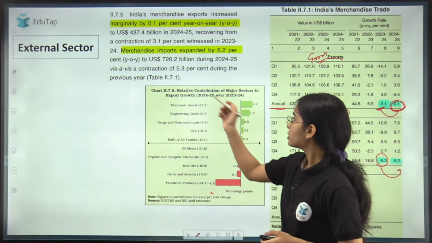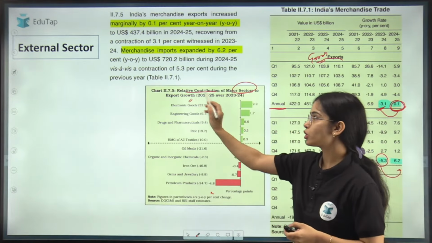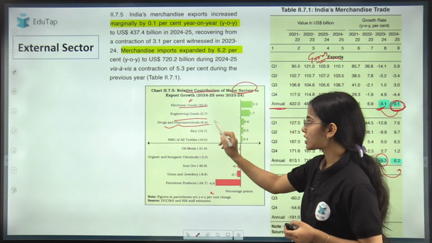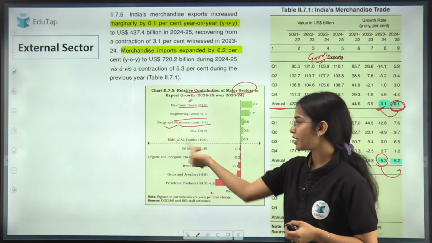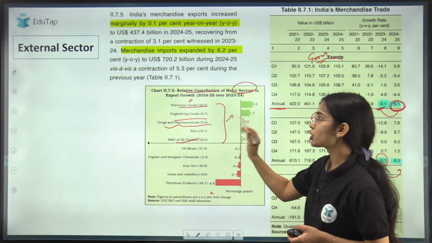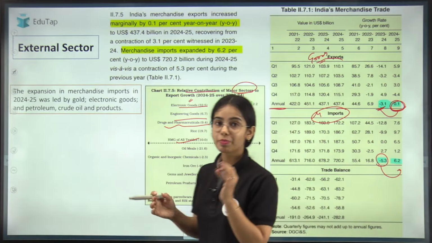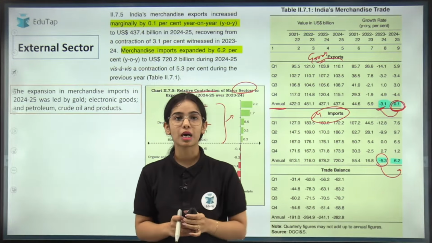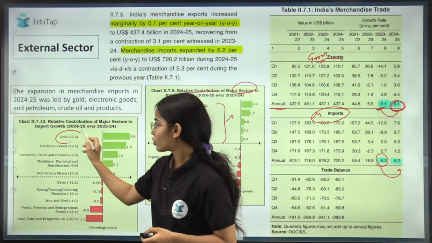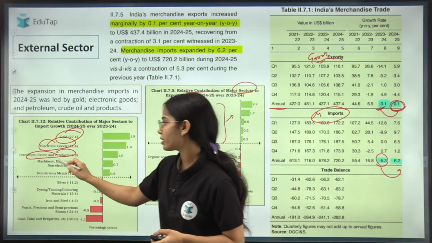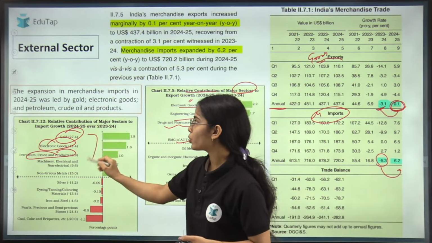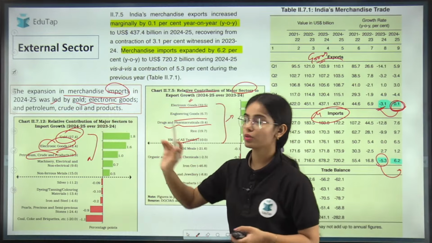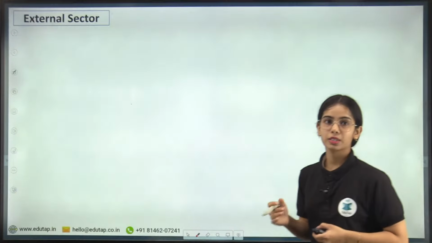Okay, and the relative contribution of major sectors to export growth. So export growth is majorly coming from electronic goods, engineering goods, drugs and pharmaceuticals, rice and ready-made goods. These are the main areas from which the export growth is coming. Now the expansion that we have seen in the merchandise imports. The import growth, expansion in merchandise imports in 2024-25, was led by gold, electronic goods and petroleum, crude oil and products.